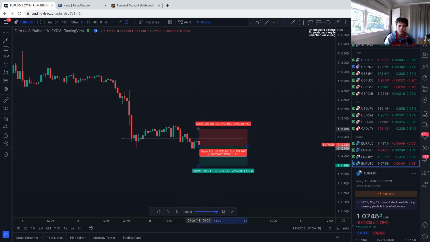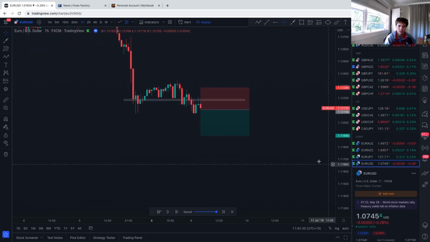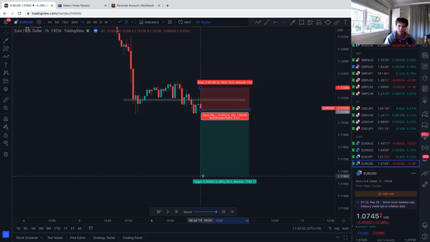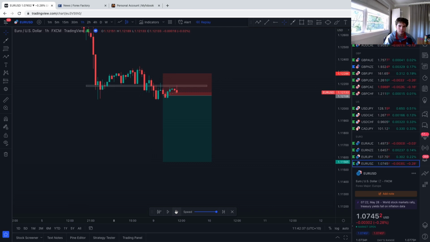We got high probability. I'll put my stop above this high over here just because I don't think it's necessary to go that aggressive. So let's see what happens with this.